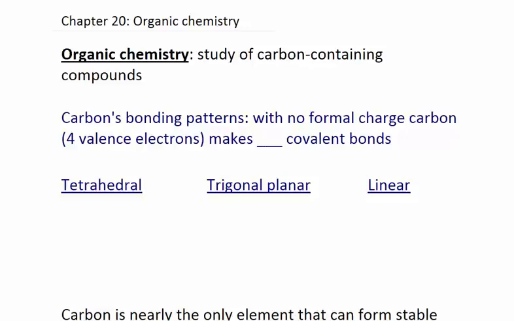But we put it at the beginning of the semester because we're going to refer to these types of compounds throughout the whole course. So it's nice to be able to draw their structures and know their names.